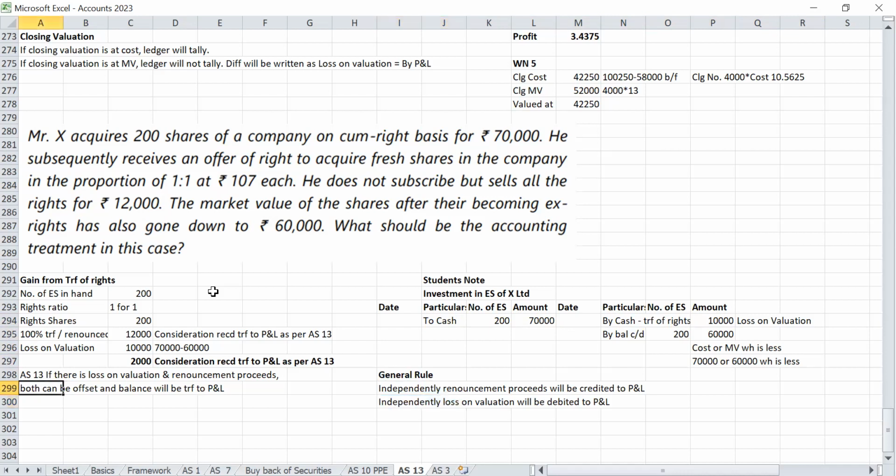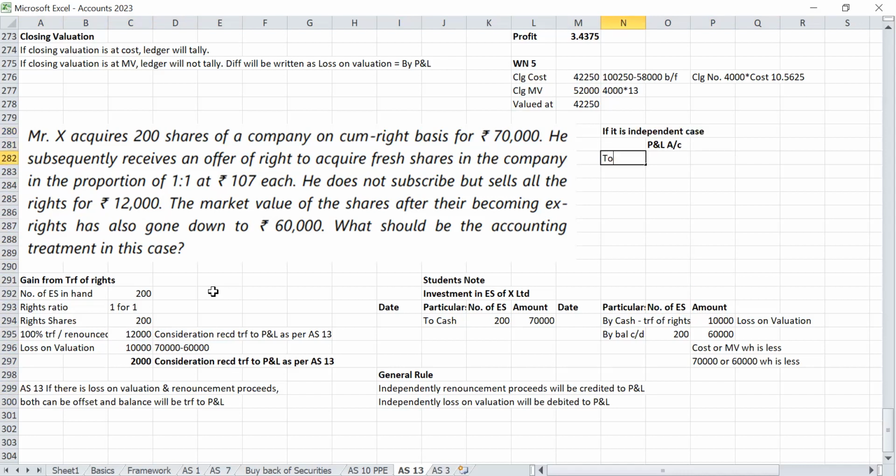But now you have the combined scenario, with both in one case. If there exists a loss on valuation and renouncement proceeds, both can be offset, and the balance will be transferred to profit and loss account. So here, gain 12,000, loss on valuation 10,000, so the balance 2,000 gain will be transferred to profit and loss account. Here I will not write by P&L, by cash. That's it. So if you take the profit and loss account, what will it be if it is an independent case?